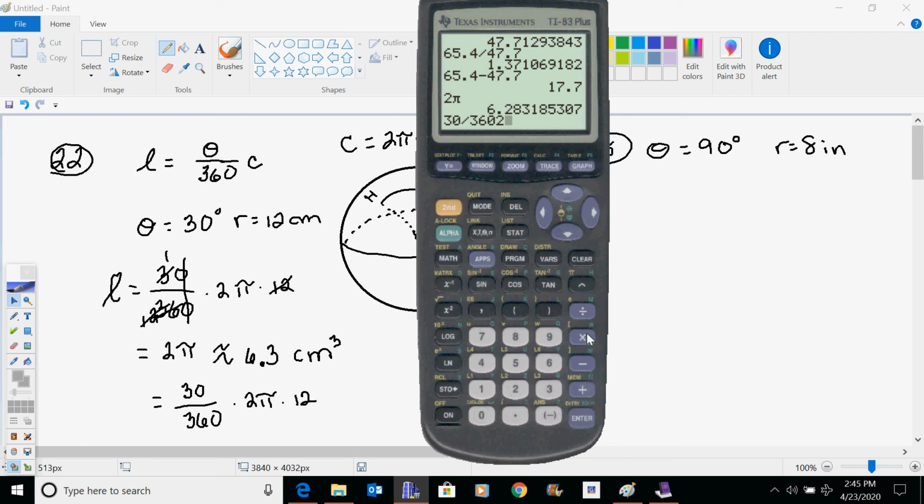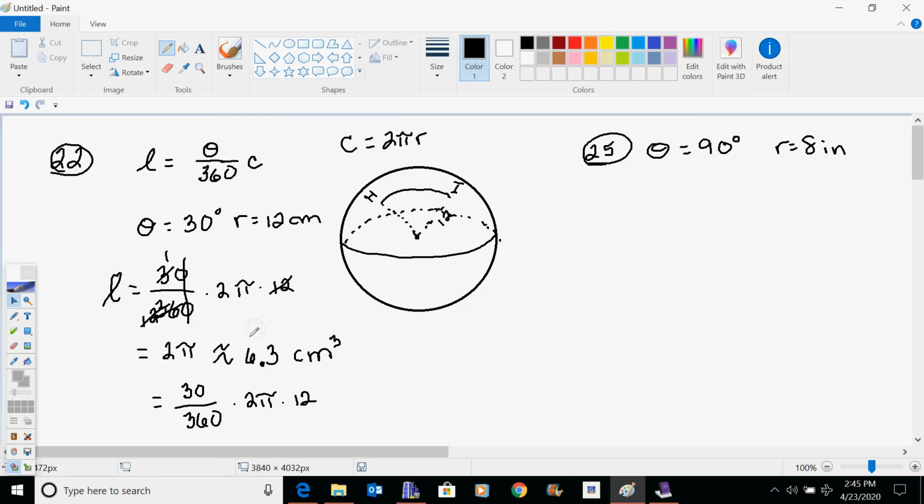Times 2, oops, times 2 times pi times 12, times, there it is, 12. And there's your 6.3 there as well. So your answer over here is 6.3 rounded to the 10th place. If you were asked to round to the 100th place, it would have been 6.28.